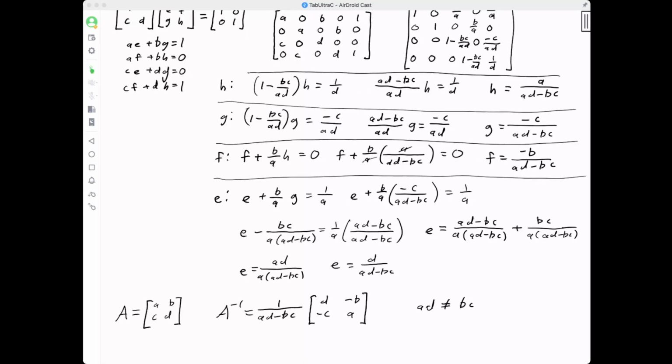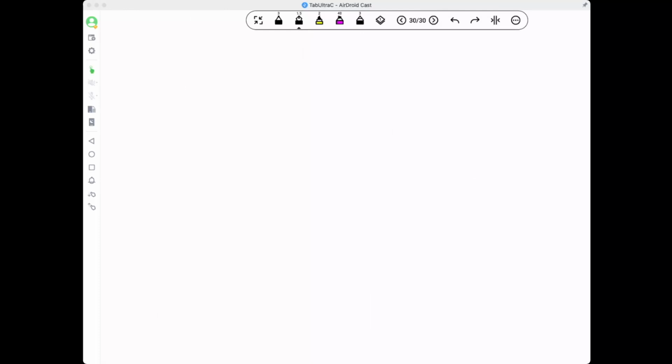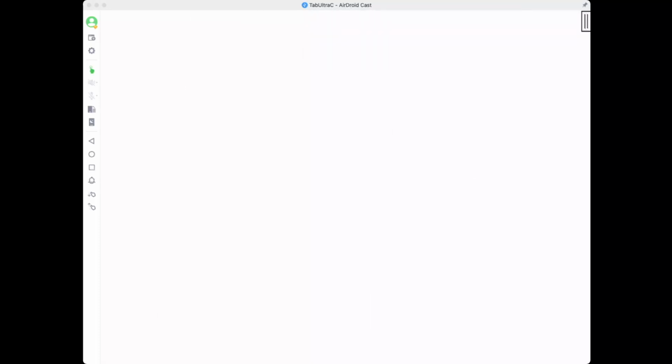The next question then would become, why do we care? So let's go ahead and look at why this matters. If I'm looking at the matrix equation AX is equal to B, this matrix equation has a unique solution if A is invertible, so if A inverse exists, then we can multiply both sides of this equation by A inverse.